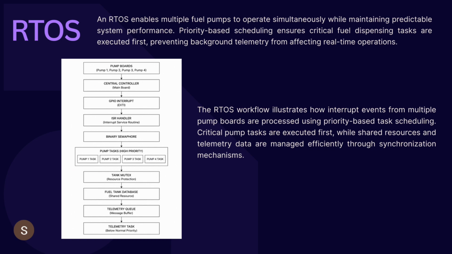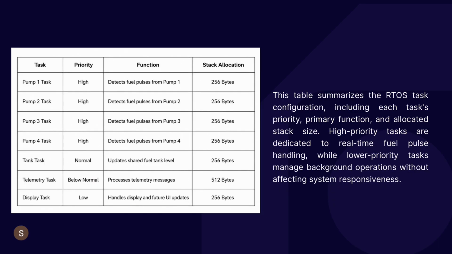This flowchart illustrates the investigation flow of our RTOS-based petrol station system. First, the petrol pump boards generate a signal whenever fuel is dispensed. These signals are received by the central controller and trigger a GPIO external interrupt. The interrupt is then handled by the interrupt service routine, which releases a binary semaphore to wake up the corresponding pump task. This table summarizes the task configuration used in our RTOS implementation.